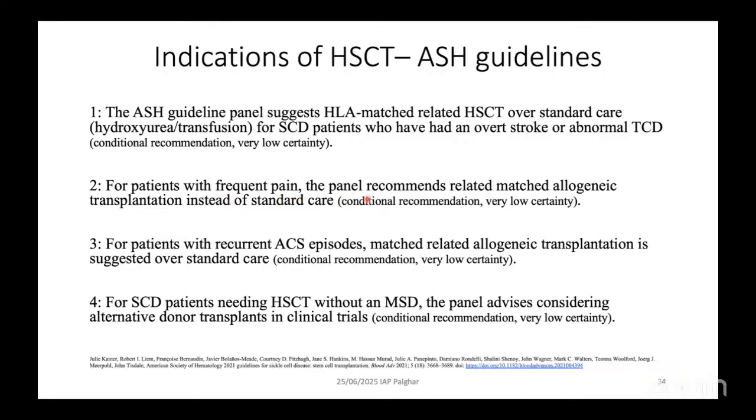Those who develop frequent pain, the panel recommends that if a matched related donor is available, they can consider transplant in these patients. Also, for those who develop recurrent acute chest syndrome, if a matched related donor is available, they prefer transplant over standard care. For sickle cell disease patients needing hematopoietic stem cell transplant who do not have a matched sibling donor available, alternate donor transplant should be done in clinical trials or after discussion with the parents.